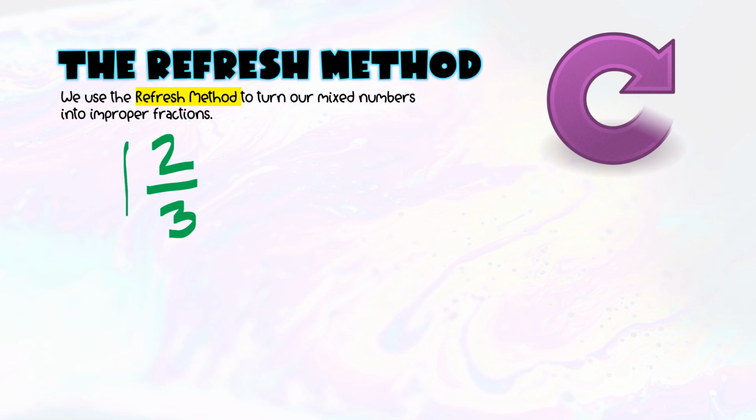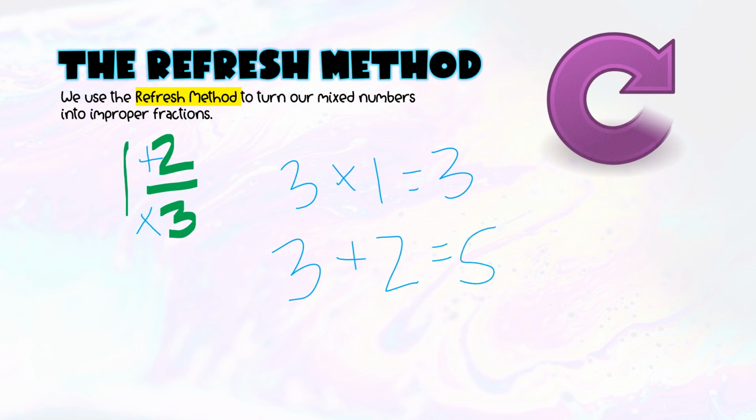Whenever I am doing the refresh method, I have to first multiply my denominator by my whole number, and then I add the numerator. So 3 times 1 gives me 3. And then 3 plus 2 gives me 5. So my answer for that one would be 5/3.